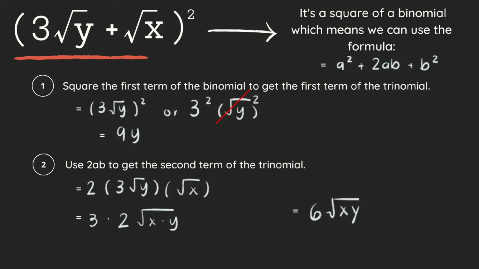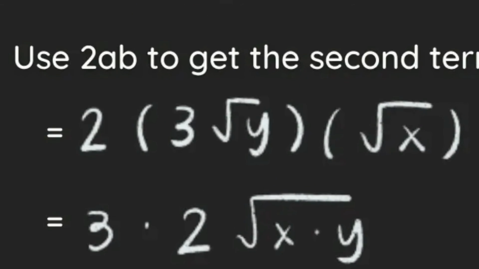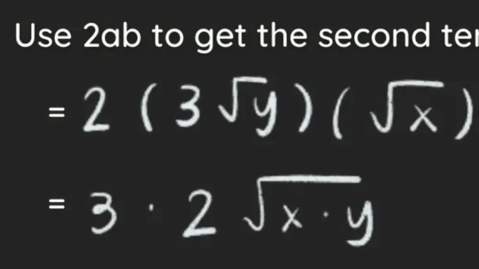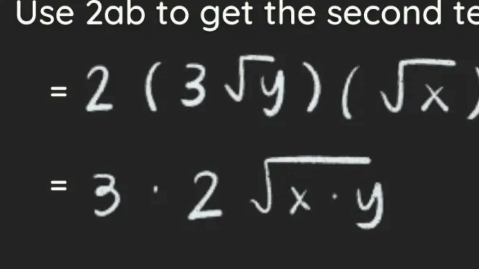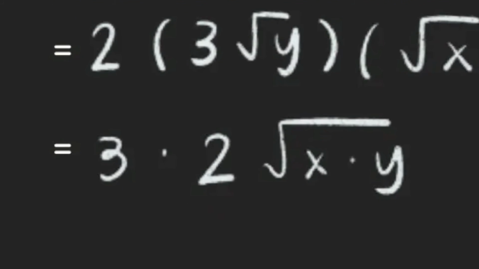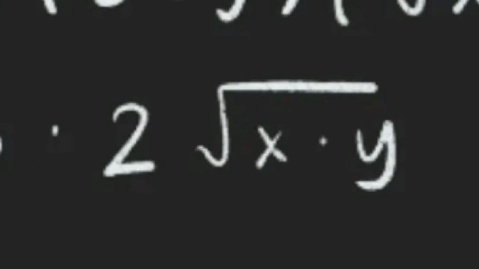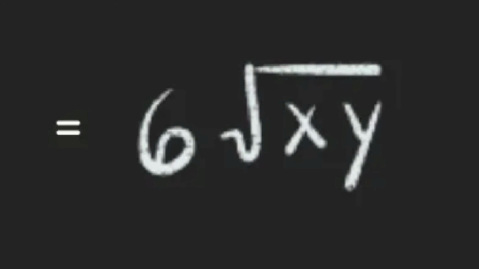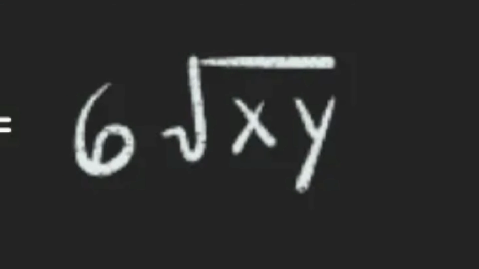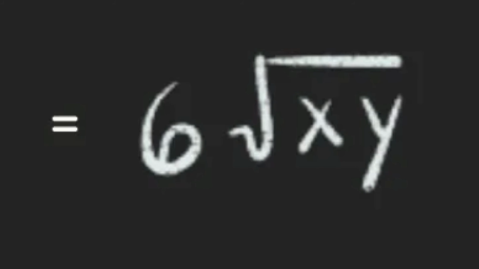Next, we'll get the second term of the trinomial by using 2ab. We'll have 2 times 3 square root of y times square root of x. This is a simple multiplication of radicals, once again, because we have two radicals with the same index. We'll multiply the coefficients 3 and 2, which will give us 6, and we'll multiply the two variables in the radical, so we'll have square root of x and y, putting x first so it's in alphabetical order, and altogether we'll have 6 square root of xy.